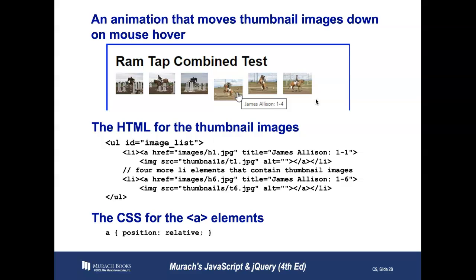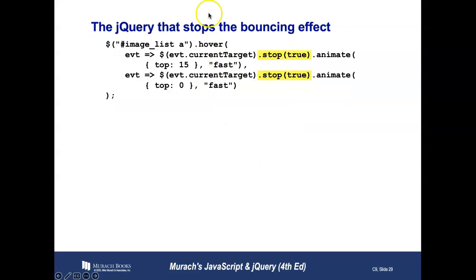And this is an animation that moves thumbnail images down on mouse hover. So we've got the image list here, and when we hover, it's going to go down just a little bit. So this is stopping the bouncing effect. We basically have, on hover, the callback, stop that target from moving, and then animate top to bottom 15 fast. And this is stop, true, animate fast as well. So it goes back and forth. Stop the bouncing effect, and then restart it.